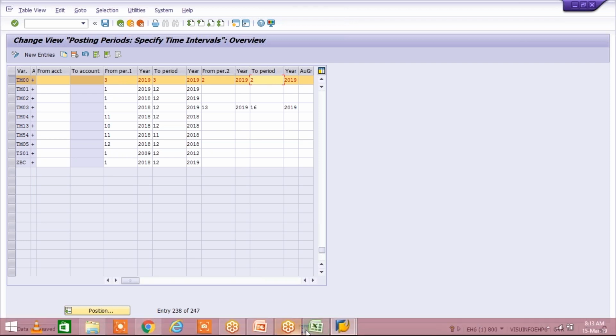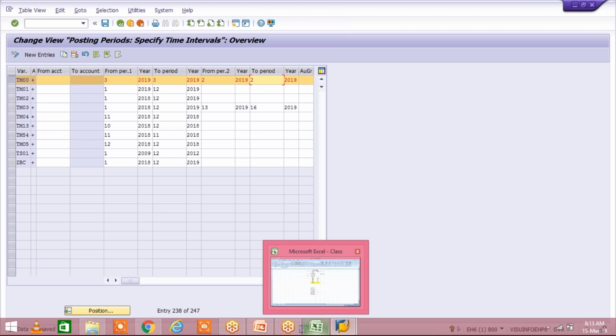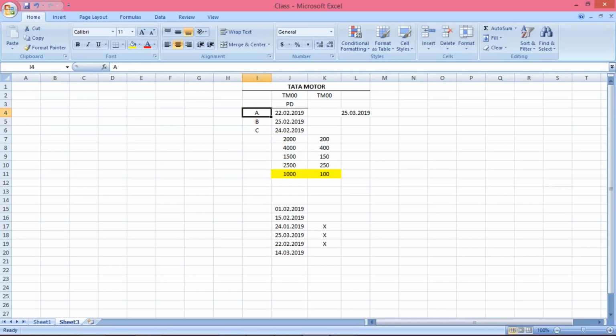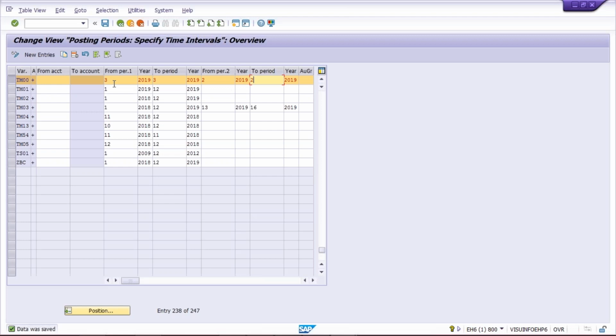Whenever this A is going to post a transaction in the February month, the system is going to find out for which company code, TM00. With this company code, which fiscal year, which posting period variant has been assigned, that is TM00 itself. Now the system will check whether the February period, the second period, is open or not. Look here, from period 1, only the March period is open, in the sense the third period is open.